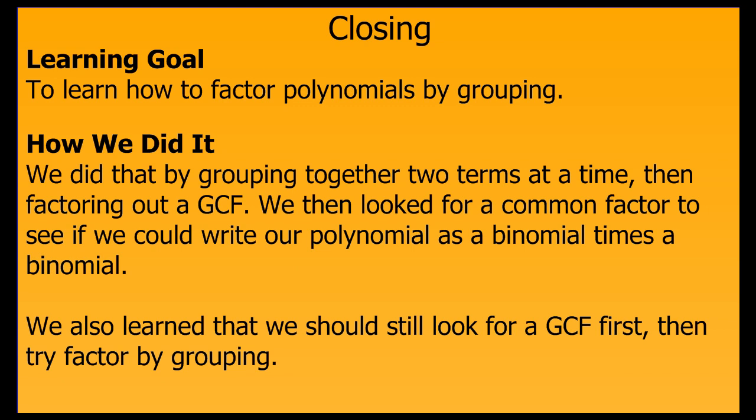In closing, let's review our learning goal. We wanted to learn how to factor polynomials by grouping. We did that by grouping together 2 terms at a time, then factoring out a GCF. We then looked for a common factor to see if we could write our polynomial as a binomial times a binomial. But we also learned that we should always look for that GCF for the entire polynomial first before trying to group.